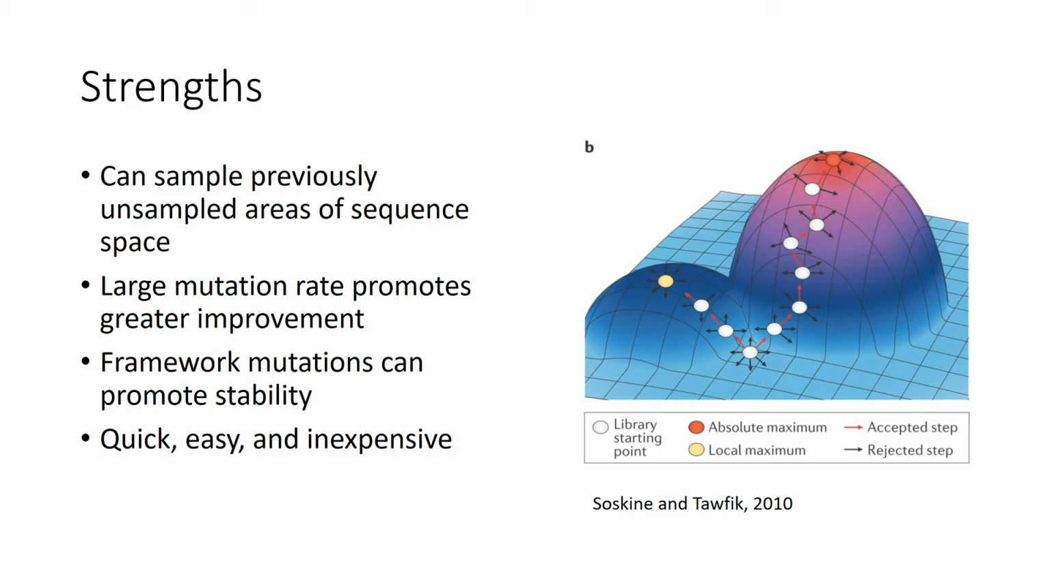Also, higher mutation rates promote larger increases in activity by finding rare mutations not previously incorporated. As well, error-prone PCR acts away from the binding site and can identify framework mutations that may provide stability. Finally, error-prone PCR is a quick and relatively inexpensive technique compared to primer or computational methods.